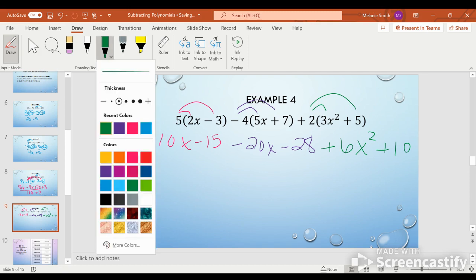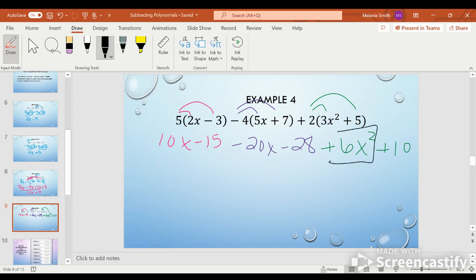So now I want to combine my like terms. And I see that I've got a positive x squared and there are no other x squared terms. So I'm going to bring down 6x squared, and that's going to be my first term. Now, I like to cross things out, especially when you have a lot of terms. We have 1, 2, 3, 4, 5, 6 terms here. I like to cross things out just to keep track of what I've used and what I haven't, and make sure I don't have anything left over at the end.